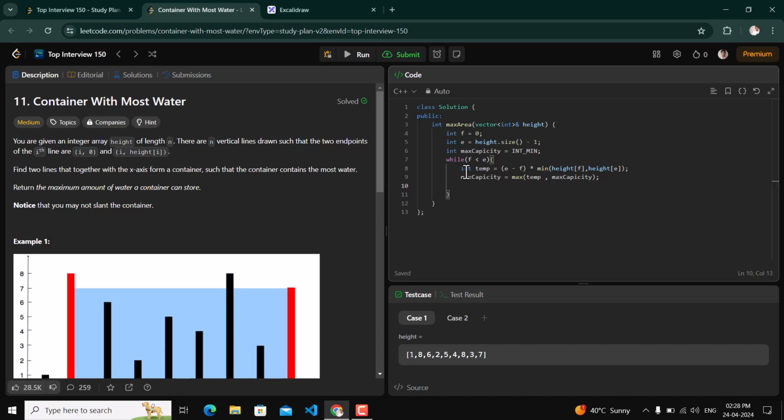Okay, now we have to check for another one. We have to move our pointer. If height of front is less than height of end, in that case we will move our front pointer, else we will move our end pointer. And we will return maxCapacity. Okay, so we will return the maximum capacity.